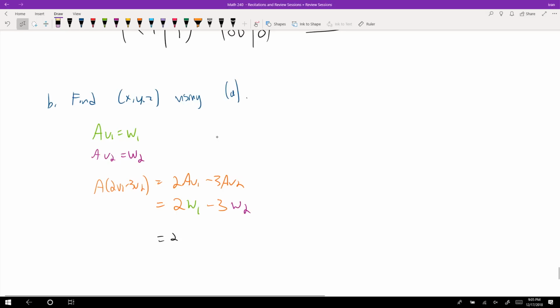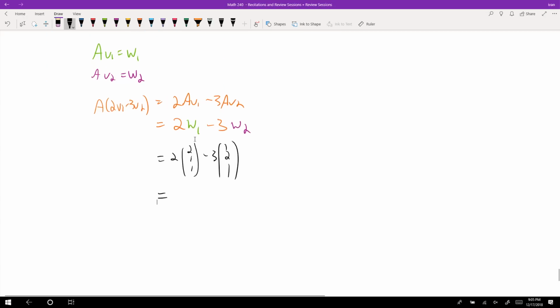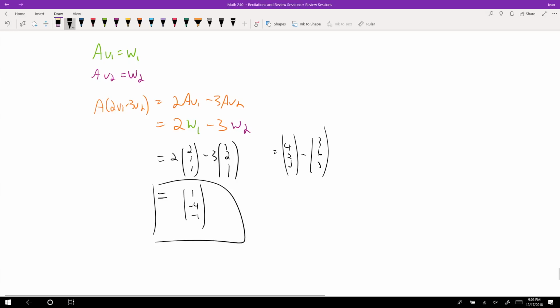So this is 2 times 2, 1, 1, minus 3 times 1, 2, 1. That should get you 4, 2, 2 minus 3, 6, 3. So that's 1, negative 4, negative 1. Make sense? Again, this is one of those problems where you have to see it once and then you'll remember it. I think this is one of those non-traditional problems. This is number 2 of 4. Any questions?